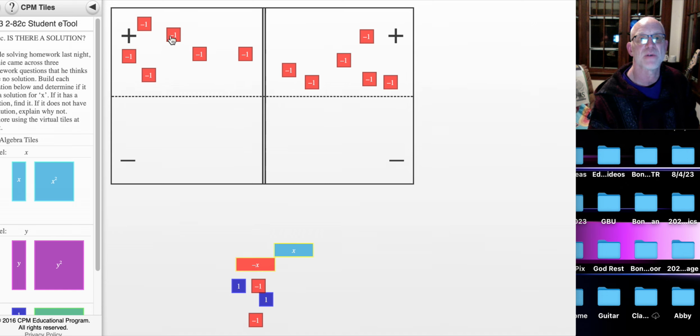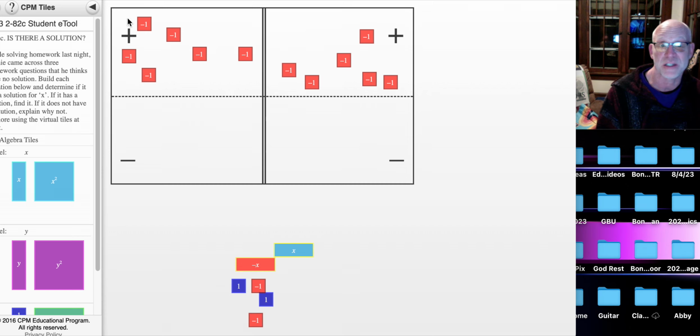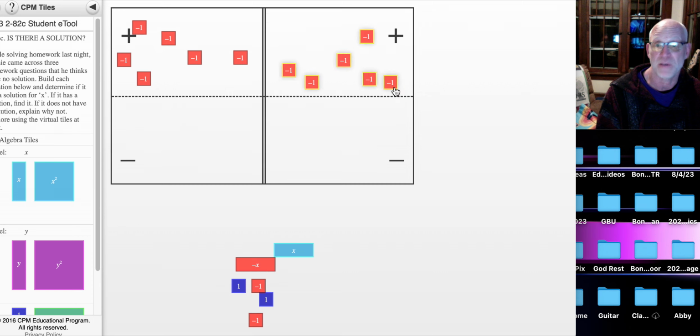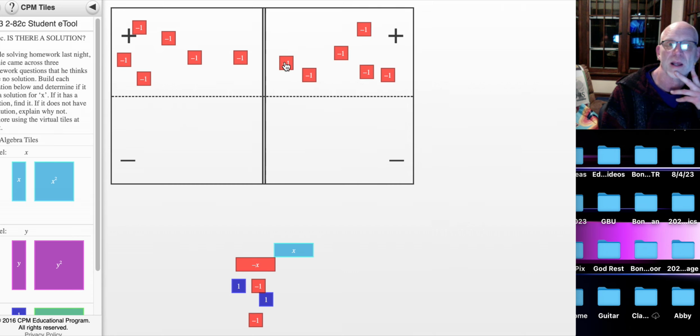So let's say we have 1, 2, 3, 4, 5, 6, 1, 2, 3, 4, 5, 6. I have 6 on this side. So I could just say, I've got 6 over here, take them off. 6 over here, take them off, because it's balanced left and right. That gives me nothing. Or I could say, maybe I'll flip and switch these.